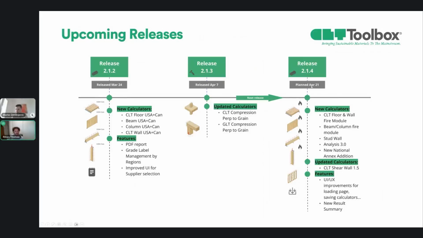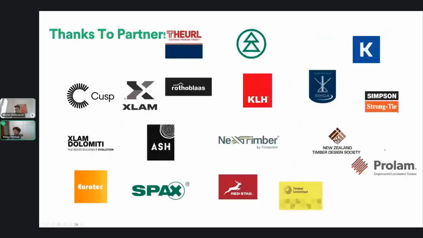But the release planned for April the 21st is a massive release. We'll be releasing our CLT floor and wall fire module, so that's our new updated fire module, same for beams and columns. We're also trying to release Analysis 3.0, which will include the likes of cantilevers and point loads, and updating the shear wall as well as other aspects of the app. We're really excited about these changes coming up soon.